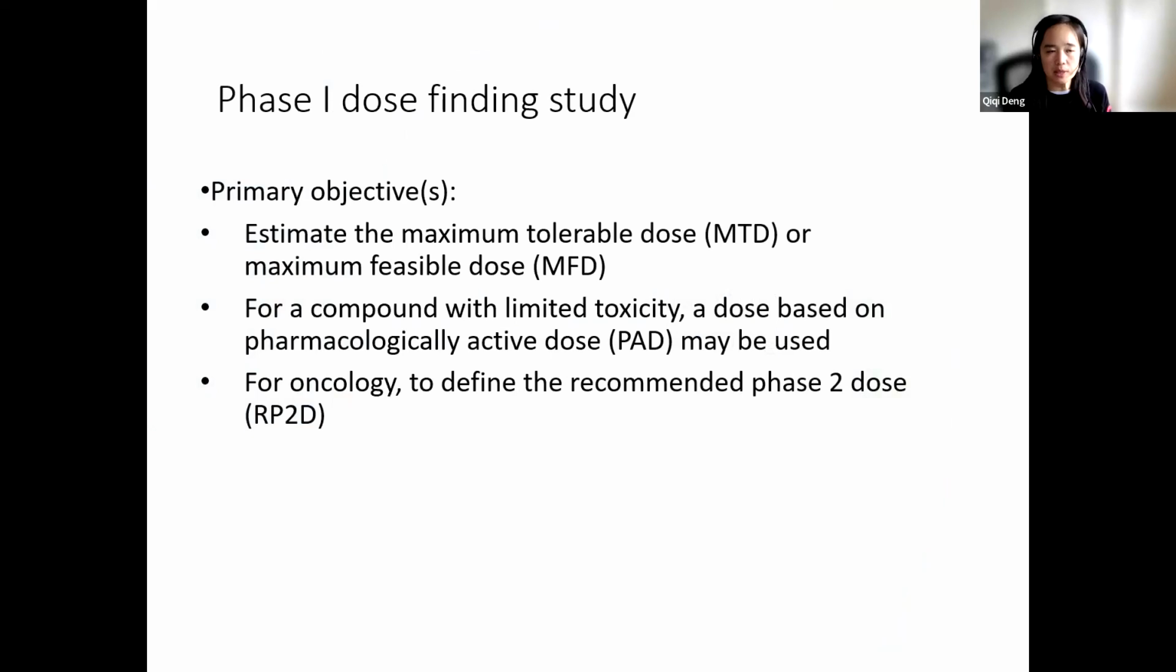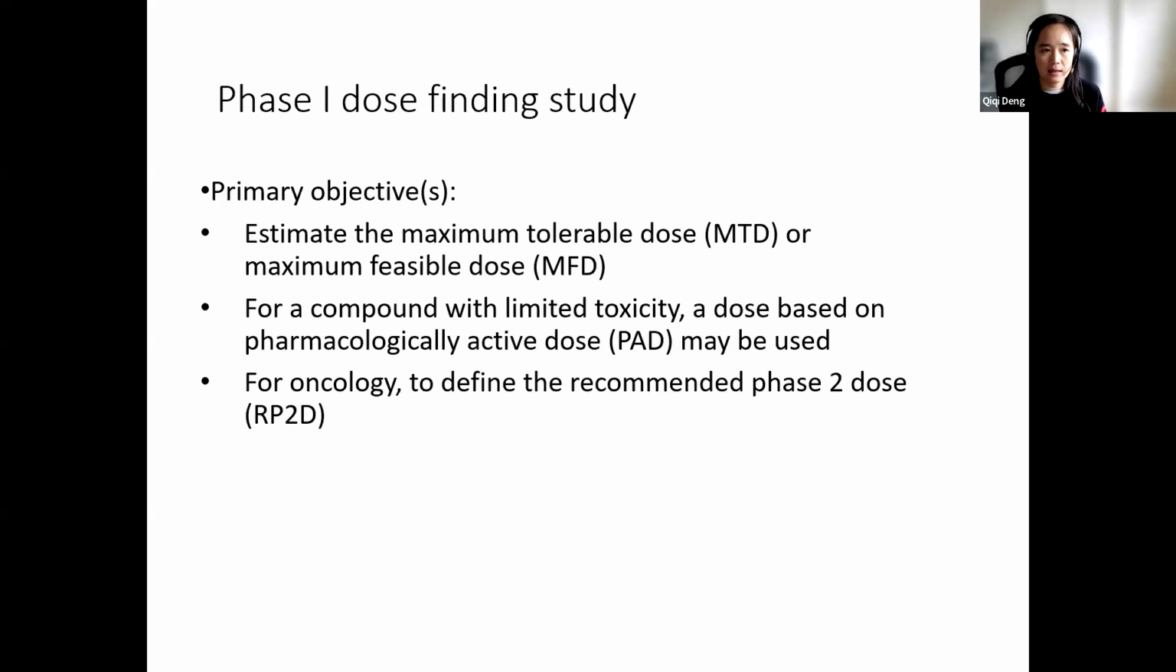And the primary objective for that, first of all, is to estimate the maximum tolerable dose. Or sometimes we want to find the maximum feasible dose. If a tablet is too big for you to swallow, and you already have 5 tablets, you don't want more, then you don't want to go more than that. So there is a maximum tolerable dose in terms of adverse events, and then there is a maximum feasible dose. But regardless of which one we are talking about, we're really talking about finding the upper limit of the dose that you want to use in the clinical trial.